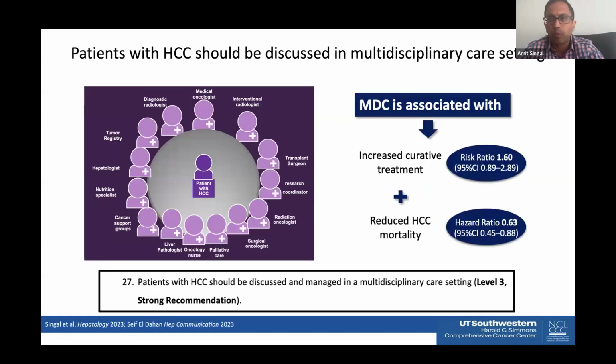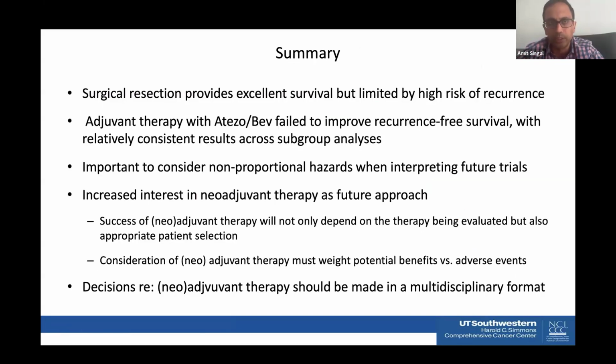And finally, before my summary slide, I'm going to say that all of these discussions should be made in a multidisciplinary manner. It's important to have discussions with hepatology, medical oncology, IR, surgery, et cetera, in terms of really thinking through how we should treat these patients.